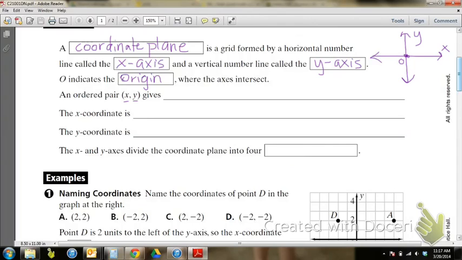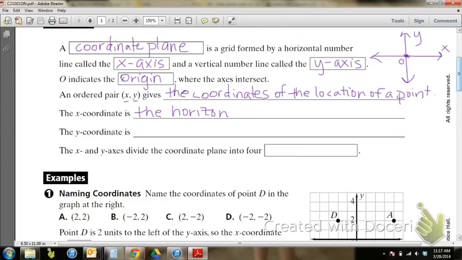An ordered pair, x and y, and x always goes first, gives the coordinates, the coordinates of the location of a point. Okay, and the x-coordinate is the horizontal location of the point. And the y-coordinate then is the vertical location of the point.